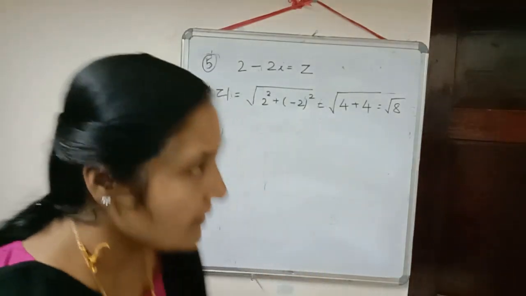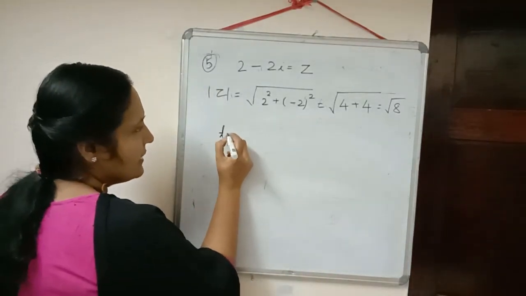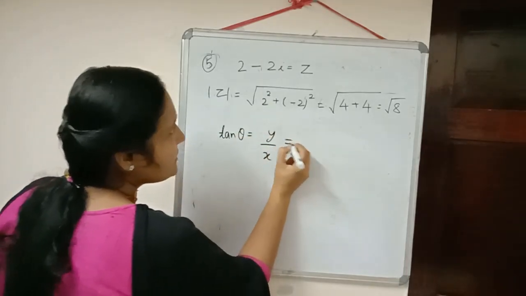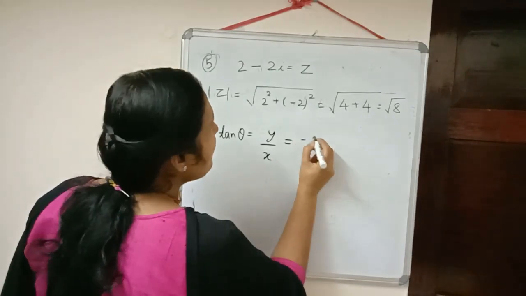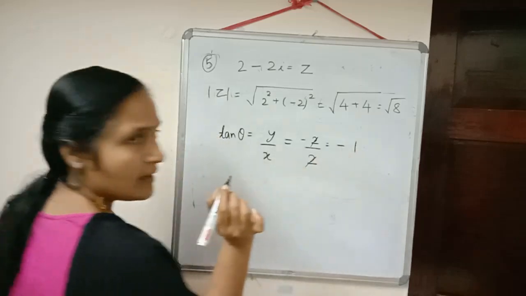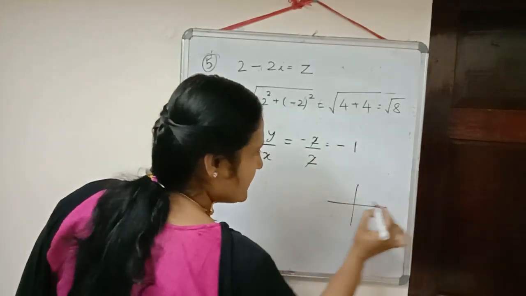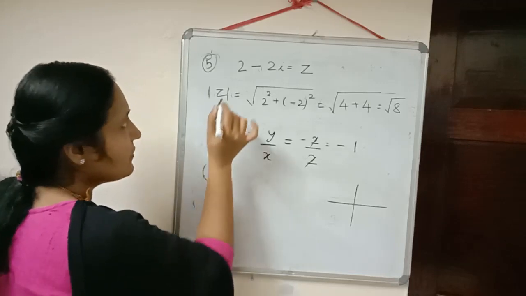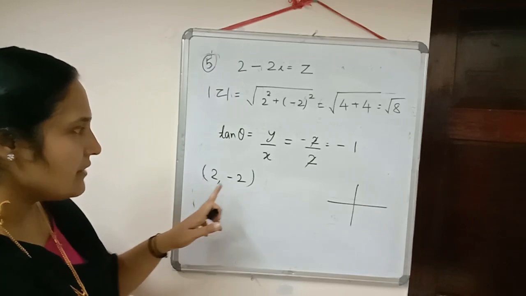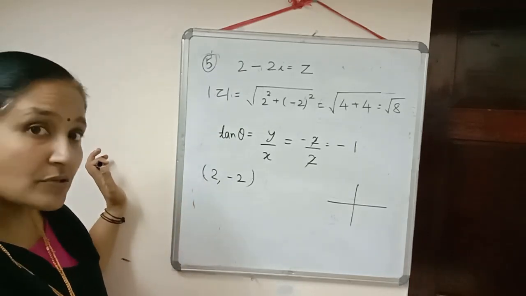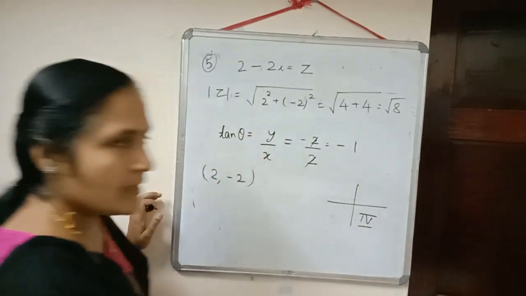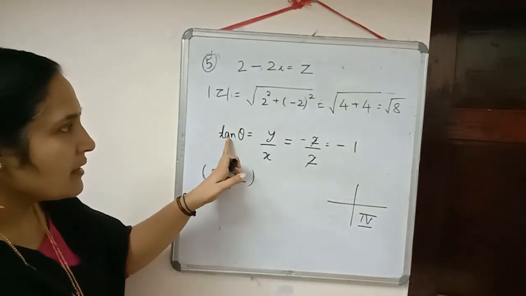Now we will calculate the argument. So again write down tan theta is equal to y by x. What is the value of y here? Minus 2, and x is 2. So both will get cancelled and we will get the answer minus 1. Now just to check in which quadrant the point is, write down 2 comma minus 2. The x coordinate is positive and the y coordinate is negative. Which quadrant? Yes, it is in the fourth quadrant.